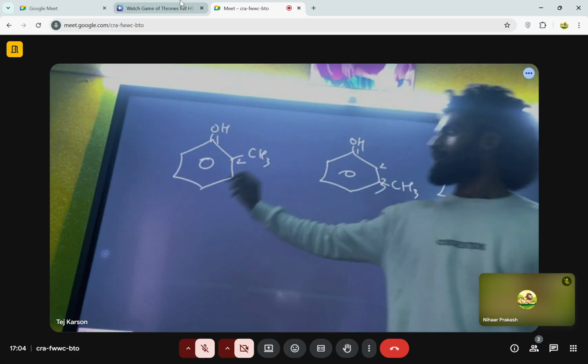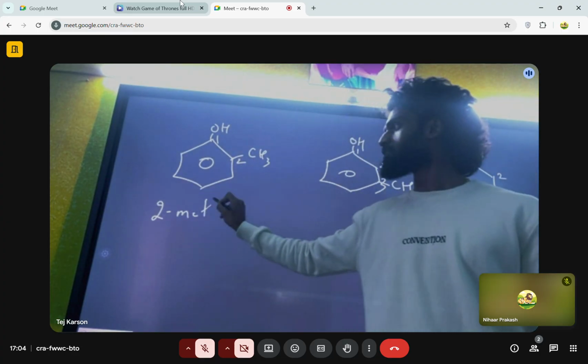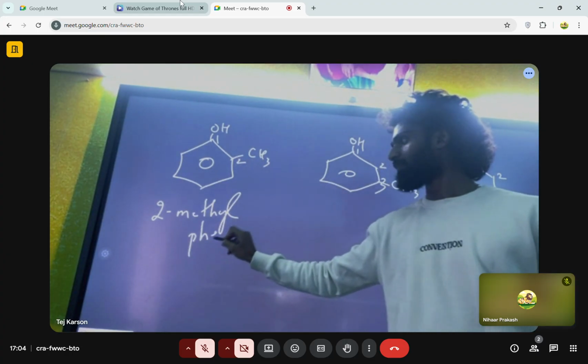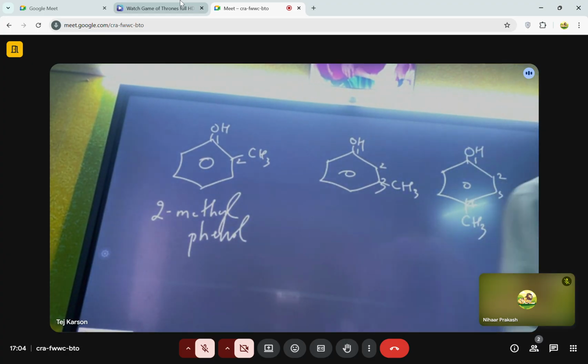Guys, what's the name of this? It will be 2-methyl. The CH3 group is called methyl. Yes, sir. Fine, 2-methyl phenol. Understood? But the common name for this, listen, is different. Whenever one OH and one CH3 are attached to the same benzene ring, the compound gets a special name called cresol.